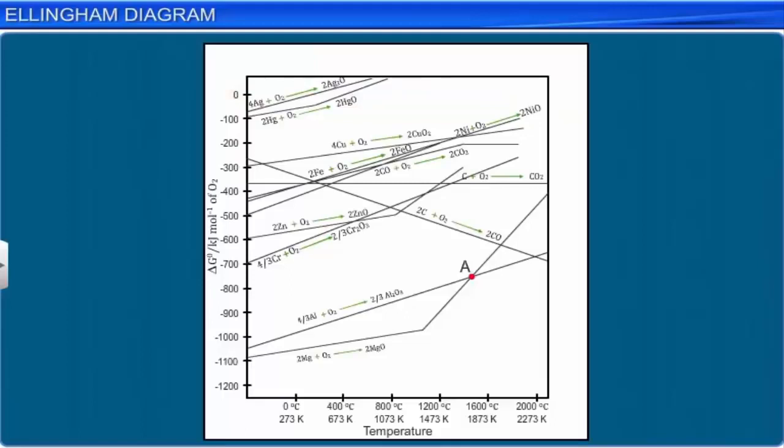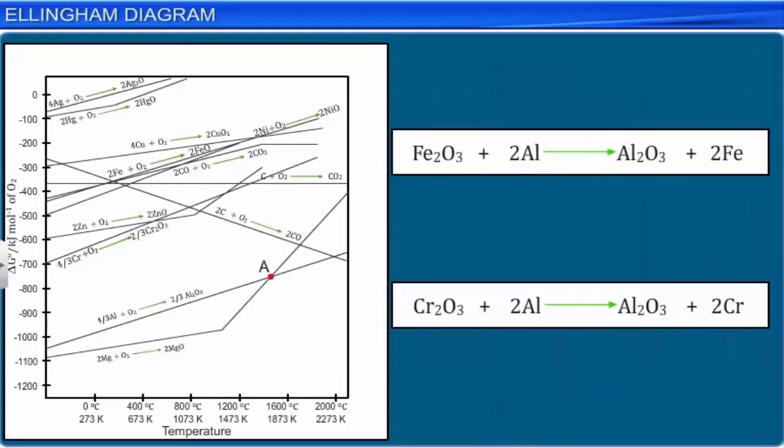Another important feature is that any metal will reduce an oxide of another metal that lies above it in an Ellingham diagram. Thus, Al reduces FeO, CrO and NiO in the well-known thermite reaction. But Al will not reduce MgO at a temperature below 1500 degrees Celsius.